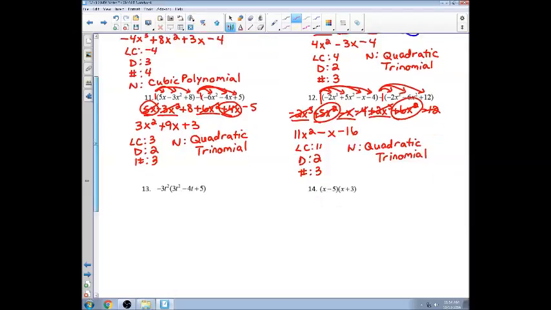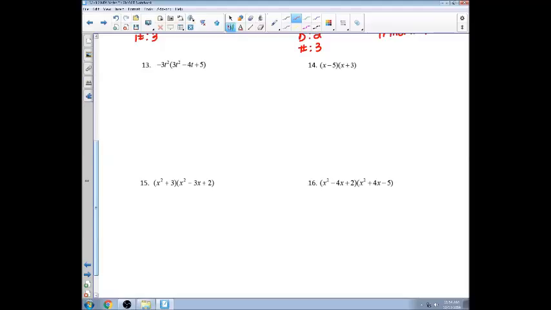On to number 13. All I need to do is distribute the negative 3t squared into everything inside the parentheses. So negative 3t squared times 3t squared would be negative 9t to the fourth. Negative 3t squared times negative 4t would be positive 12t to the third. Negative 3t squared times 5 would be negative 15t squared.